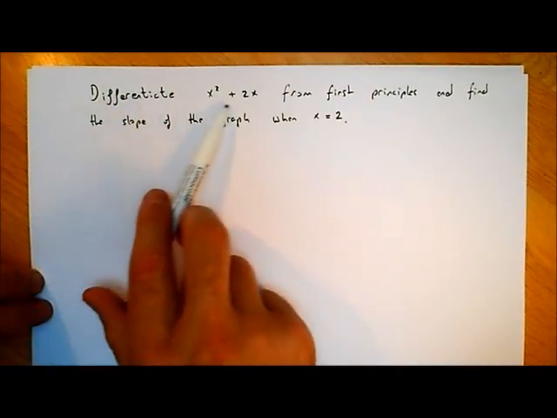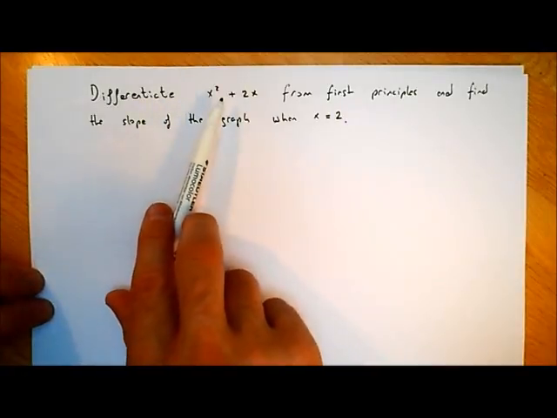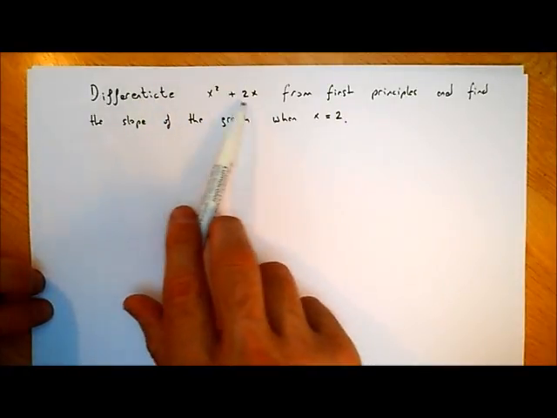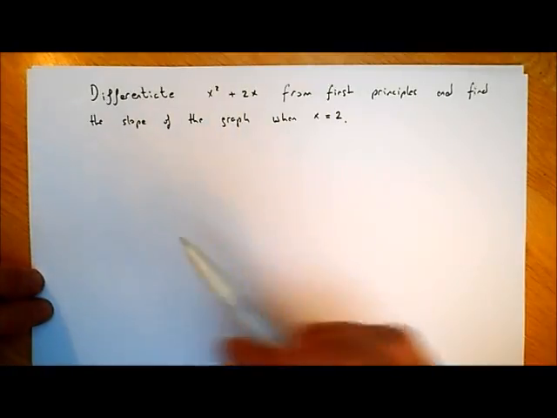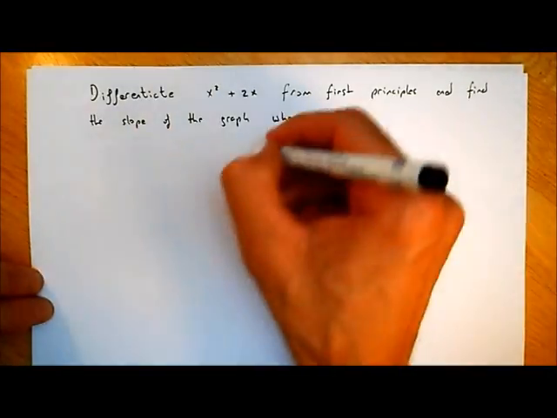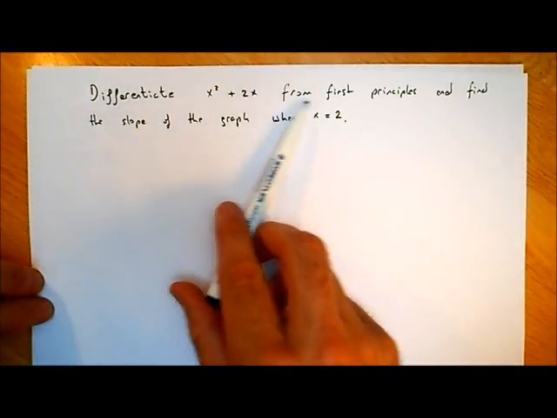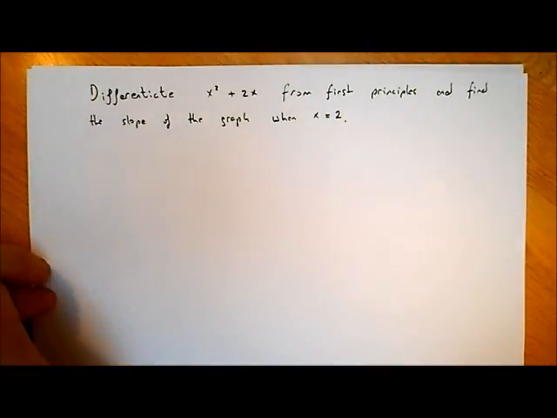So differentiate x squared plus 2x from first principles. Differentiate just means come up with a formula, or find a formula, for the slope of this graph. So this is a graph. It's going to look a little bit like the x squared graph, where it's curving like this. And when it says from first principles, it just means to use the limit as h approaches 0 method.